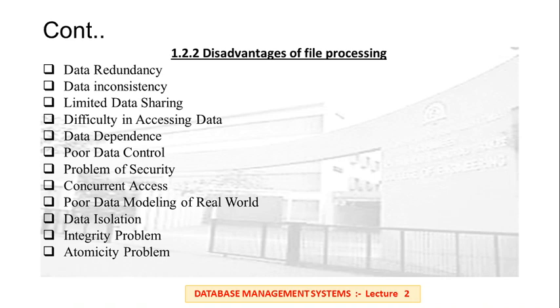Next is data inconsistency. When the data is to be updated, data redundancy may lead to data inconsistency. Data inconsistency occurs when data is not updated in all the files simultaneously. For example, if the designation of an employee changes, then the respective changes should be made in both the employee and the team files. If for some reason it is not done, then it leads to data inconsistency.